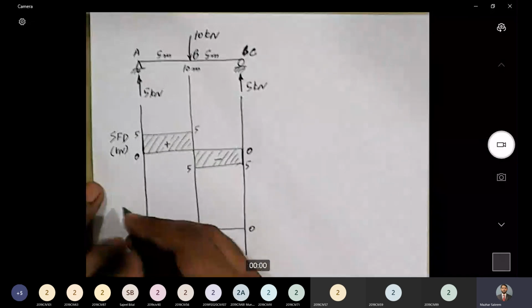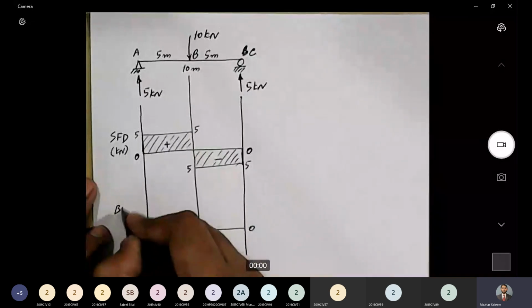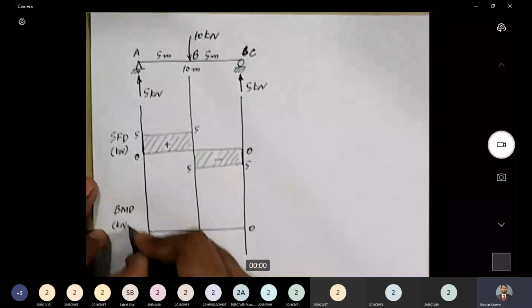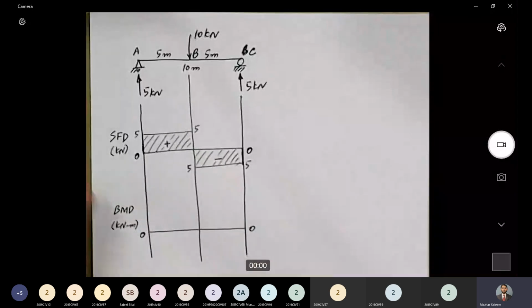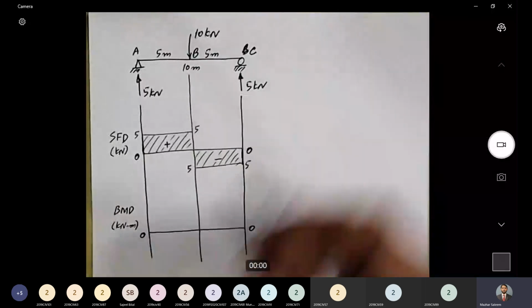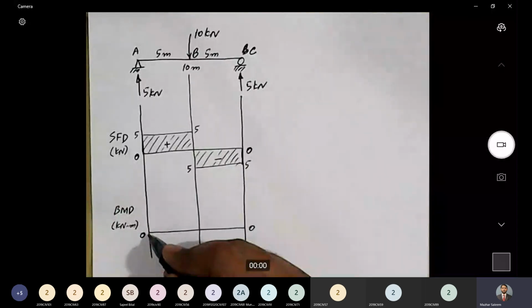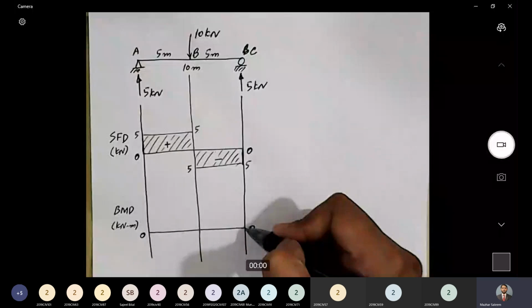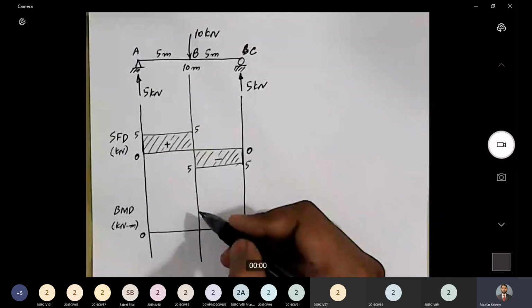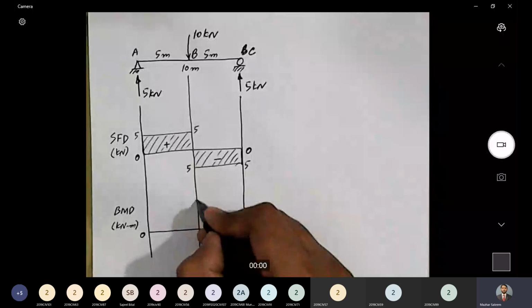We are going to draw the bending moment diagram, and the units will be kilonewton meter. Okay. Now, what is the value of bending moment at point A? The value of bending moment at point A is equal to 0. And what is the bending moment at point C? It was also equal to 0. How much was the bending moment at point B? At point B, it was 25 kilonewton meter.